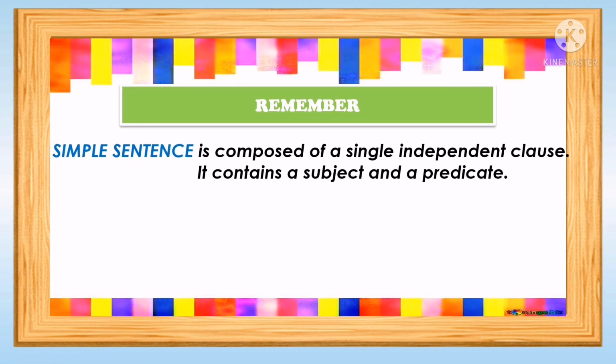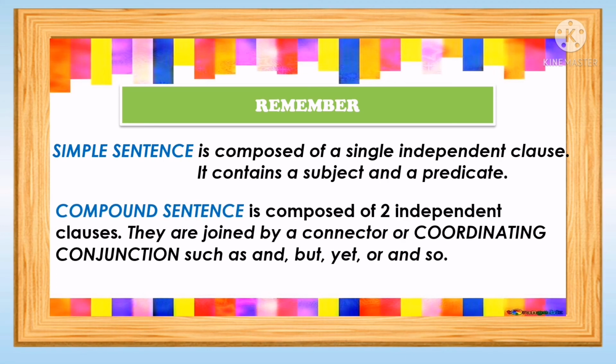Remember, kids, simple sentence is composed of a single independent clause. It contains a subject and a predicate. Compound sentence is composed of two independent clauses. They are joined by a connector or coordinating conjunction, such as and, but, yet, or, and so.